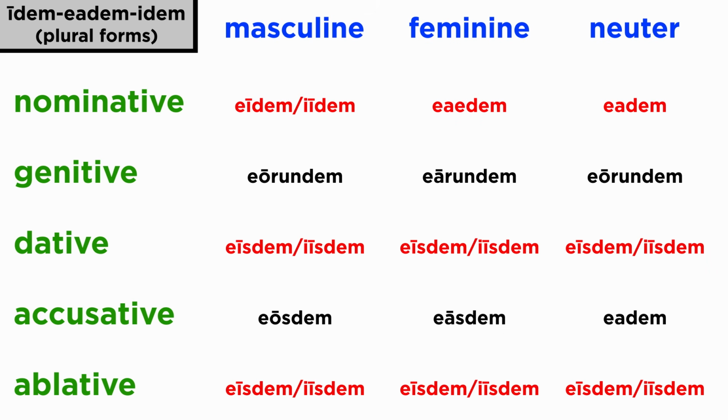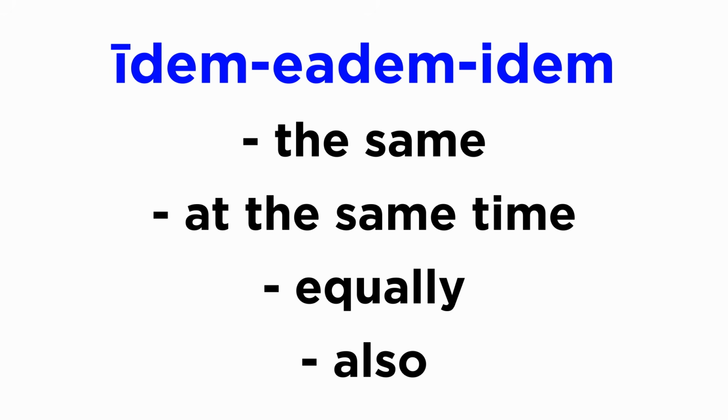Notice the variations in the nominative, dative, and ablative case. Even īsdem can be found. Also notice the A in the neuter plural is short for better identification. You may find īdem also to express adverbial phrases such as at the same time, or equally, or also.